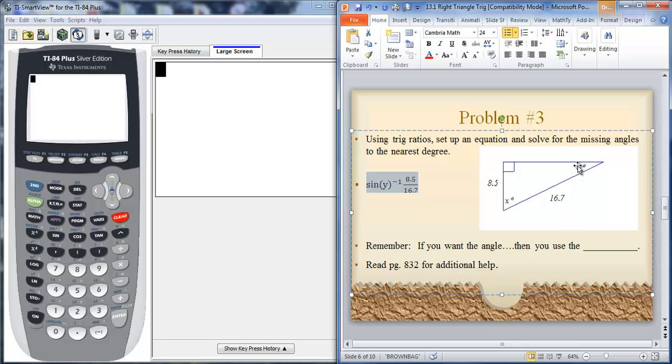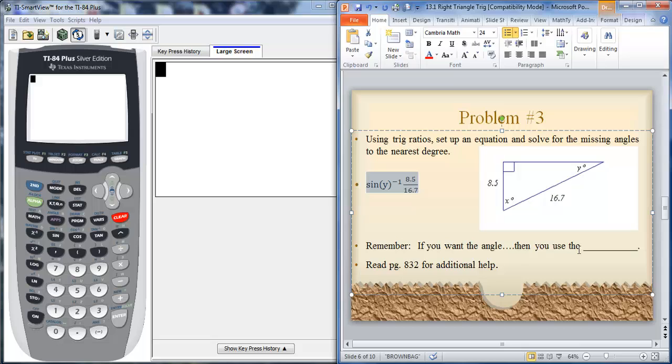From the perspective of y, notice that I have angle y listed in parentheses here. I have the opposite side and I have the hypotenuse. Well, opposite and hypotenuse is sine. Because I have the sides, if I use the inverse function, it's going to give me my angle measurement. Down here it says, remember, if you want the angle, then you use the inverse. Page 832 in your book has some good examples and some good help on how to do this.